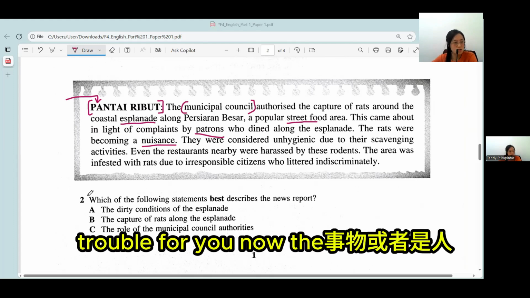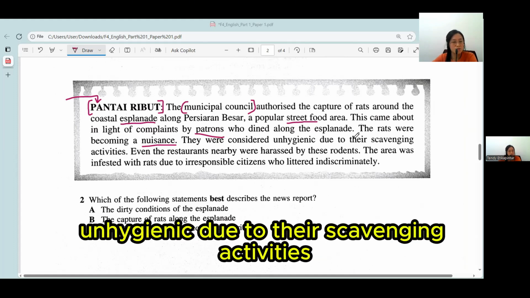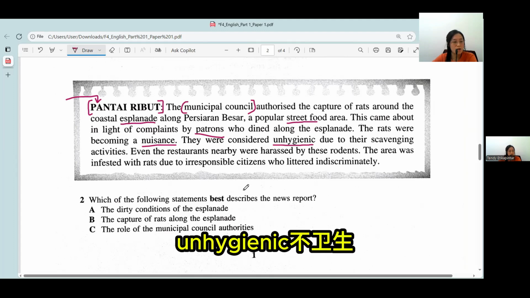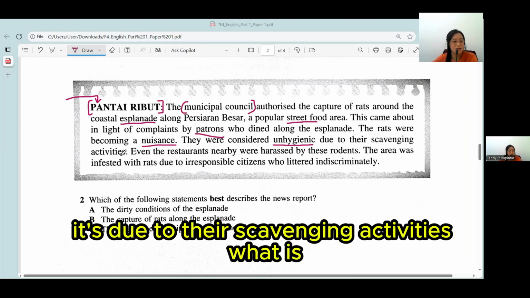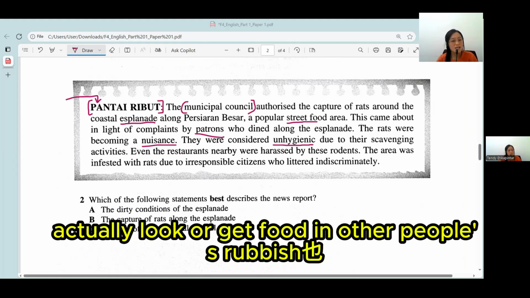恼人的事物或者是人。Okay, alright, next one. They were considered unhygienic due to their scavenging activities. So the rats here were considered unhygienic, not clean. Unhygienic 不卫生。不卫生的。Why? 为什么？It's because of their scavenging activities. What is scavenging activities? Scavenging means they actually look or get food in other people's rubbish.